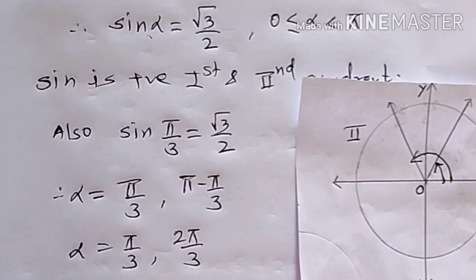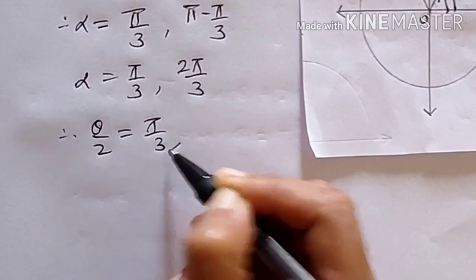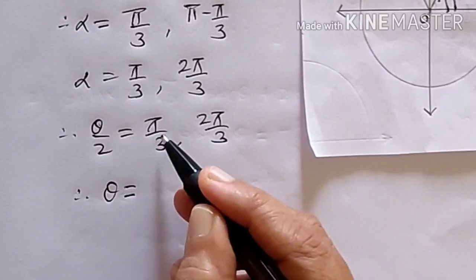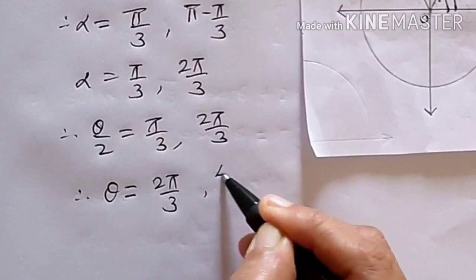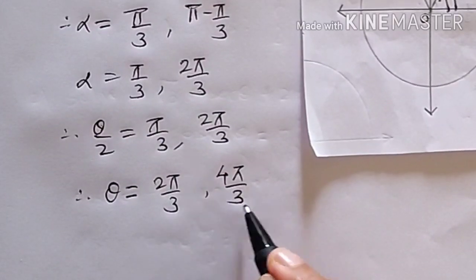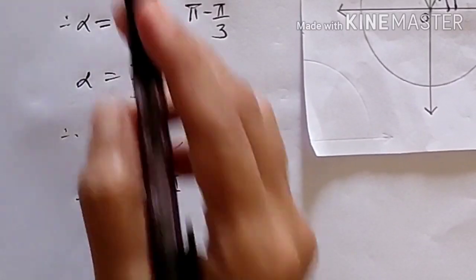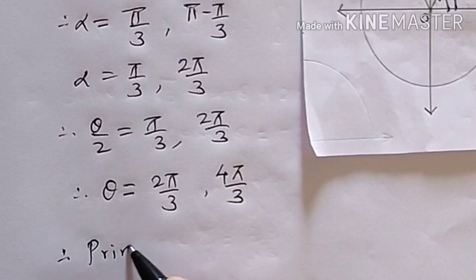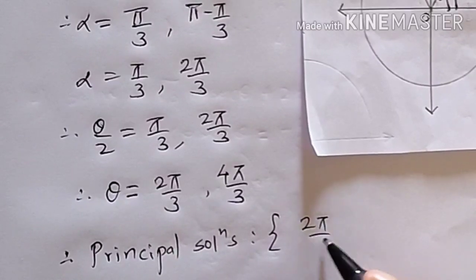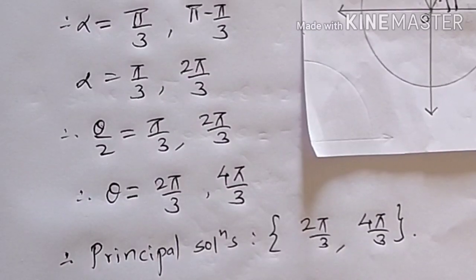So alpha is this, therefore what is alpha? Alpha is theta by 2. So we have theta by 2 is pi by 3, 2 pi by 3. Therefore theta is equal to 2 times that, that means 2 pi by 3 or 4 pi by 3. Check whether both these values lie in the interval 0 to 2 pi. Do they lie? Yes. So principal solutions for the given equation are 2 pi by 3 and 4 pi by 3. These are the possible solutions for theta.